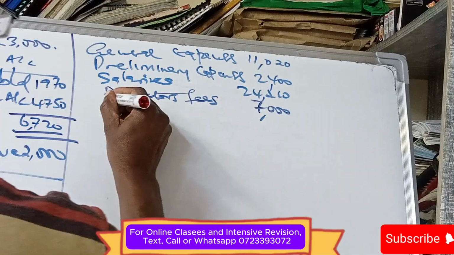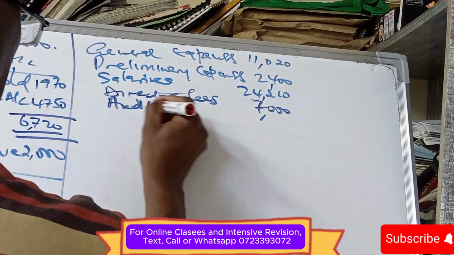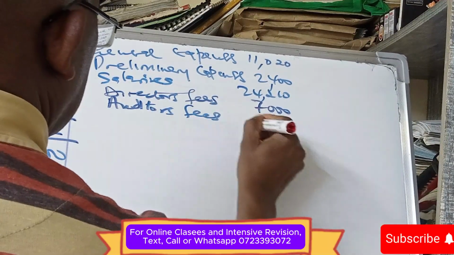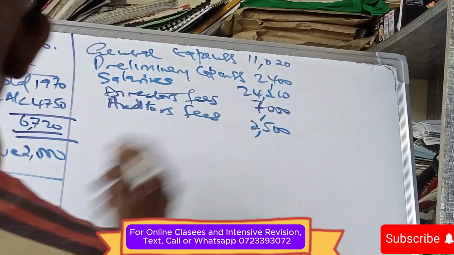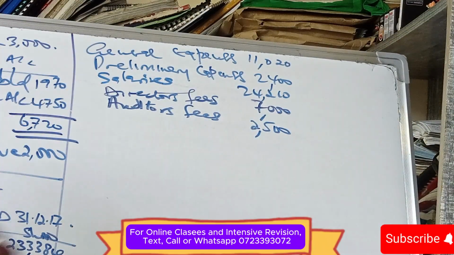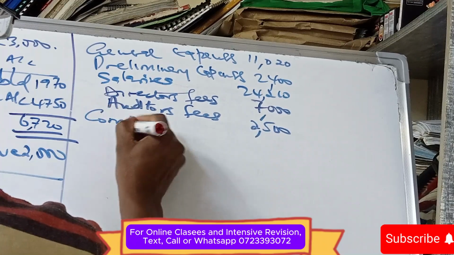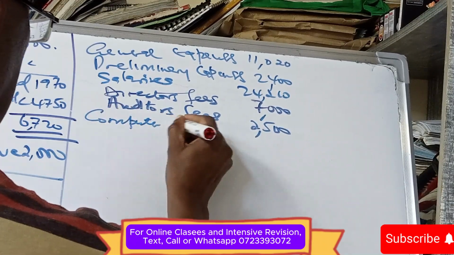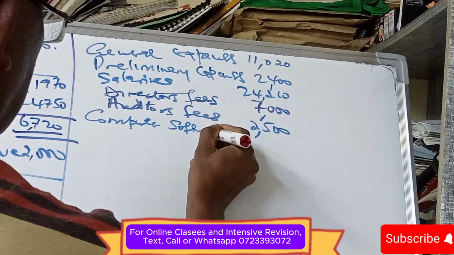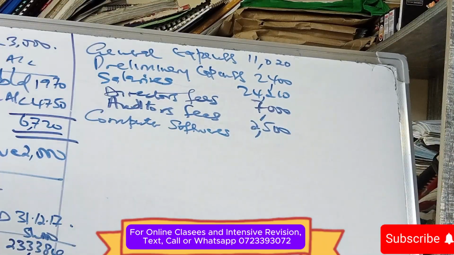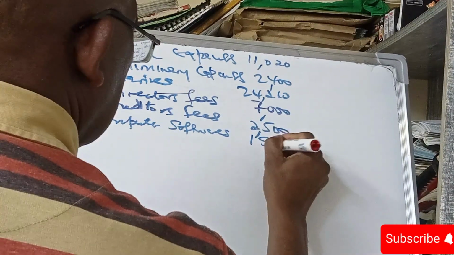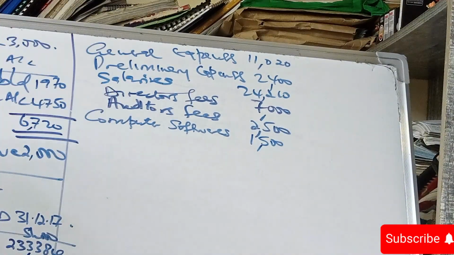Auditors fees, 2,500. Computer software, 1,500. It's not a non-current asset. If it's not a non-current asset, then it's an expense, 1,500. Allowance for doubtful debts you have captured. So those are the ones which we were adjusting.